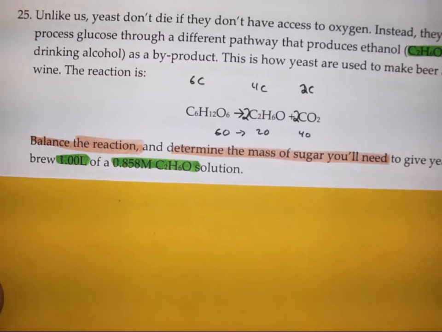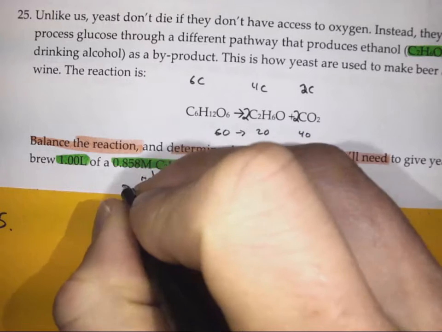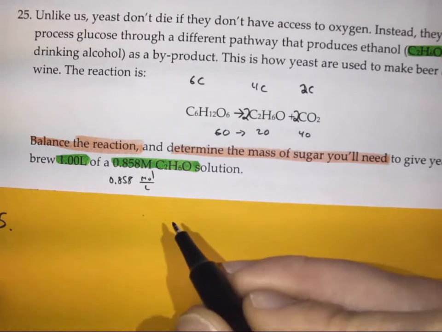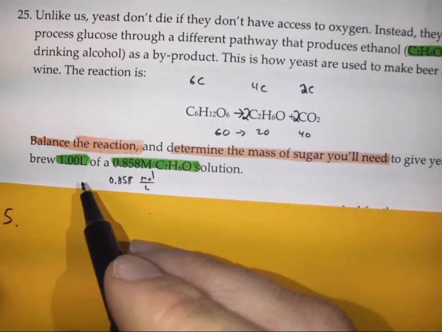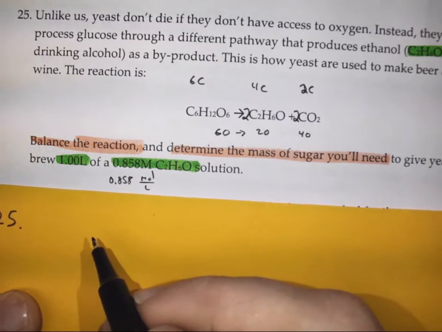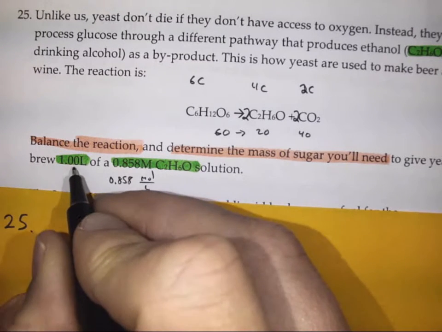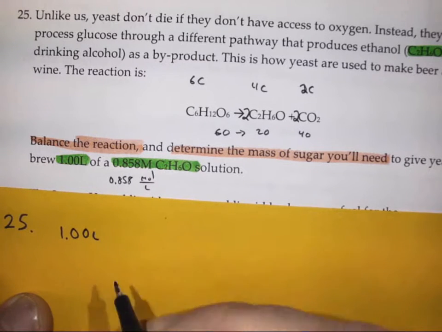So I've got a big capital M, so I remembered that I need to turn that into moles per liter every time I see that. And I've got a liter, so a liter of beer. What I'm going to start by doing is saying, that's the quantity of beer I have. So I'm going to start with that specific value, 1.00 liters.